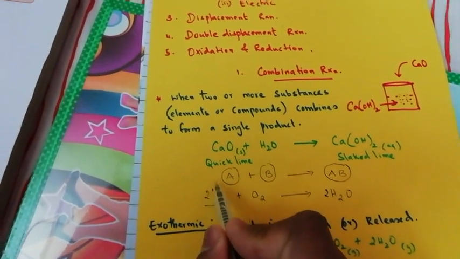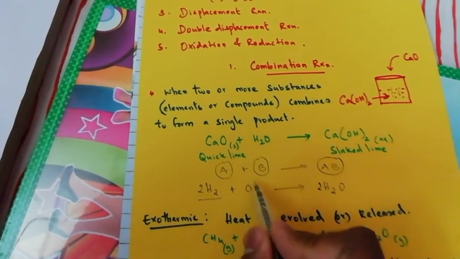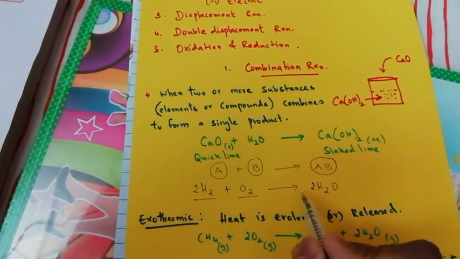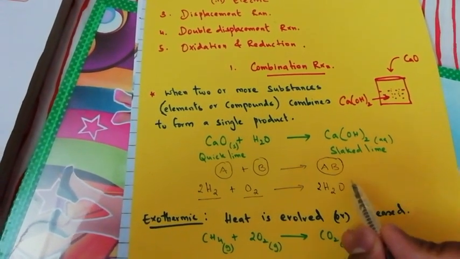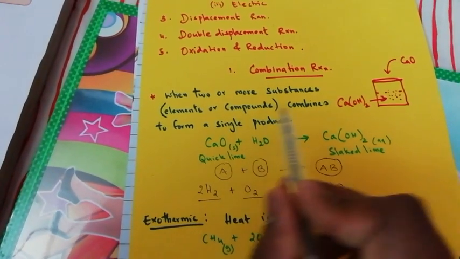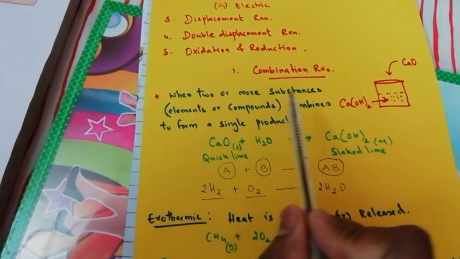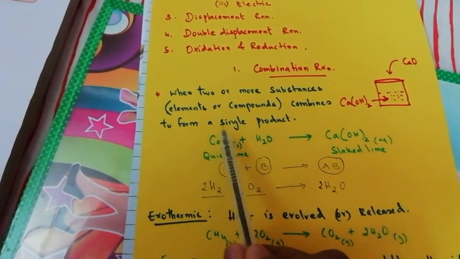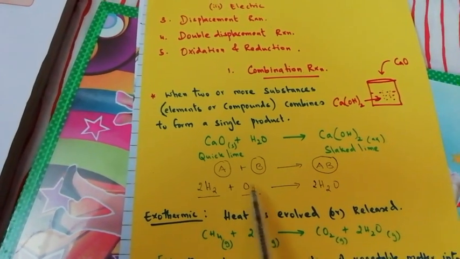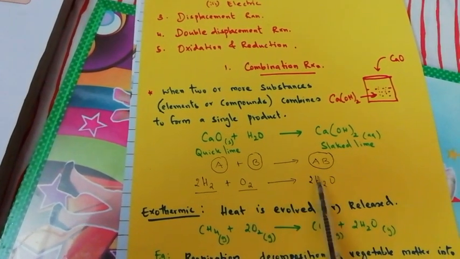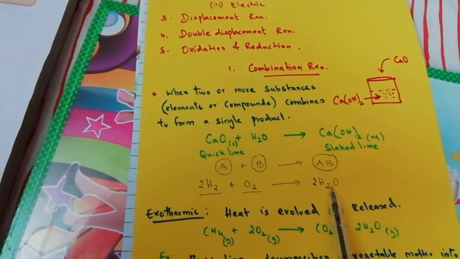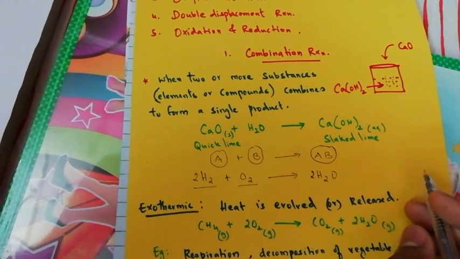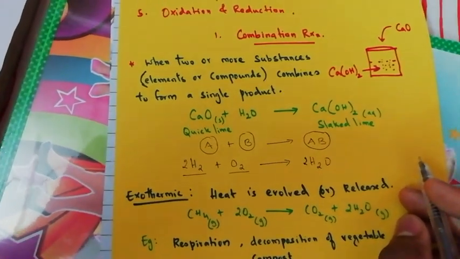Look at here, one element plus another element, two elements combine to form a single product. That's what the definition talks about. When two or more substances, that means elements or compounds, combine to form a single product, it is said to be a combination reaction. I hope you all understand this. I can give you one more example.